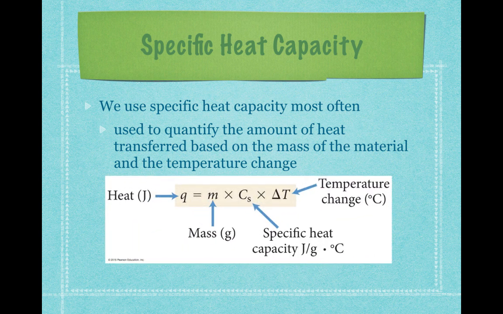So we have a nice equation there that relates all of those things together, and heat in joules, which we'll call Q, is equal to the mass in grams of the material times the specific heat capacity, which has units of joules per gram degrees Celsius. So gram and degrees Celsius are in the denominator, joules in the numerator there. And we multiply that by delta T, which is the temperature change from where it started to where it finished.